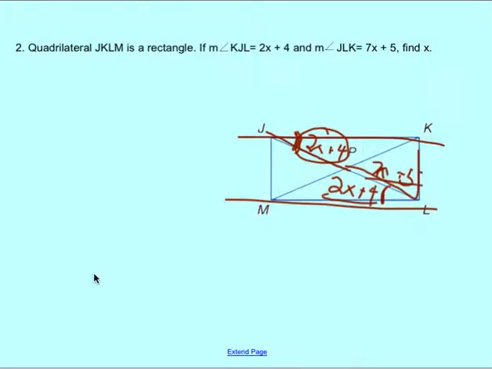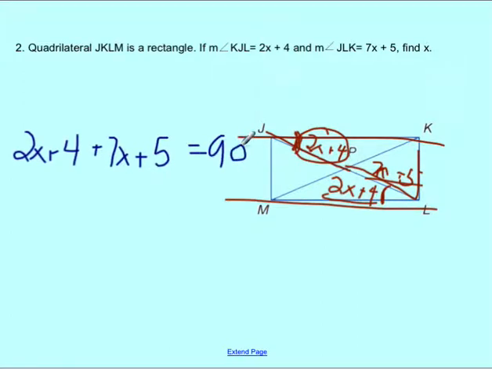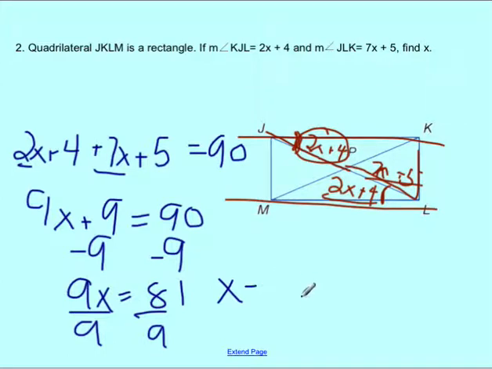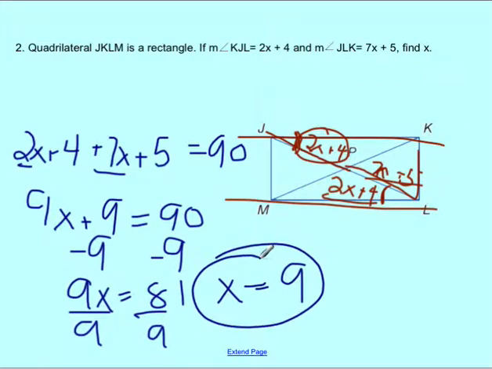So then we're going to have 2x plus 4 and 7x plus 5, and that has to be equal to 90 degrees. So now we want to add up our x's. So 2x plus 7x is 9x. 4 plus 5 is 9, and that's equal to 90. So then we're going to subtract 9 from both sides. 9x is equal to 81. Divide both sides by 9, and you get that x is equal to 9. Okay, so that's your answer for number 2.